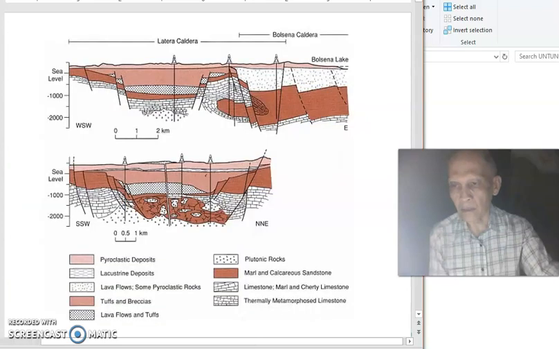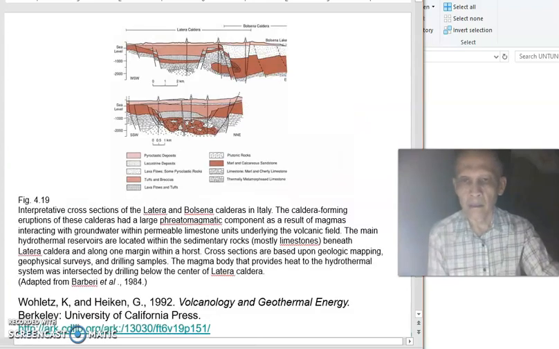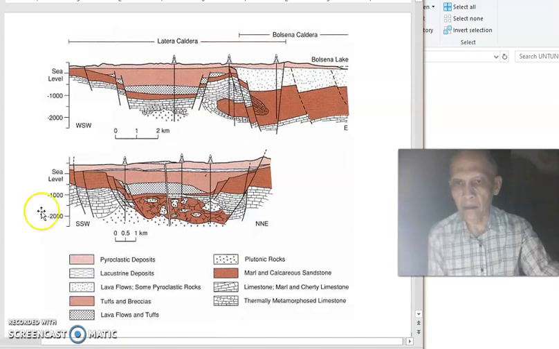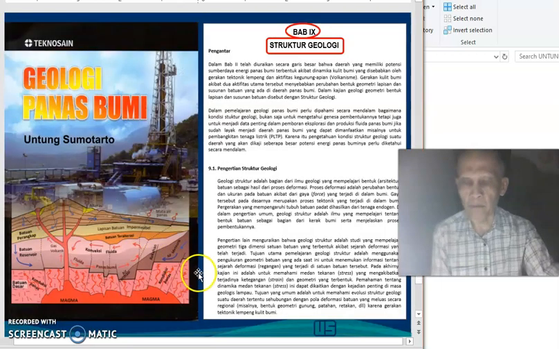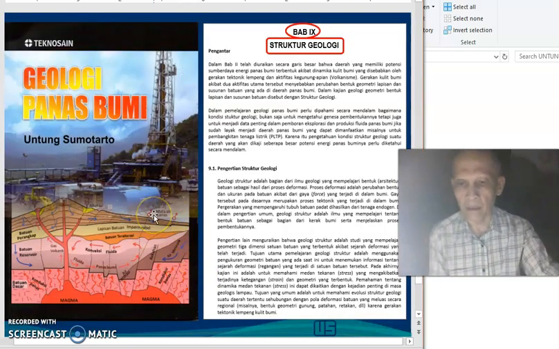And this is another example of the cross section of the geothermal area. For your information, this is a paper or book that can be read, and this one is also a book about geothermal geology, especially in one of its chapters.